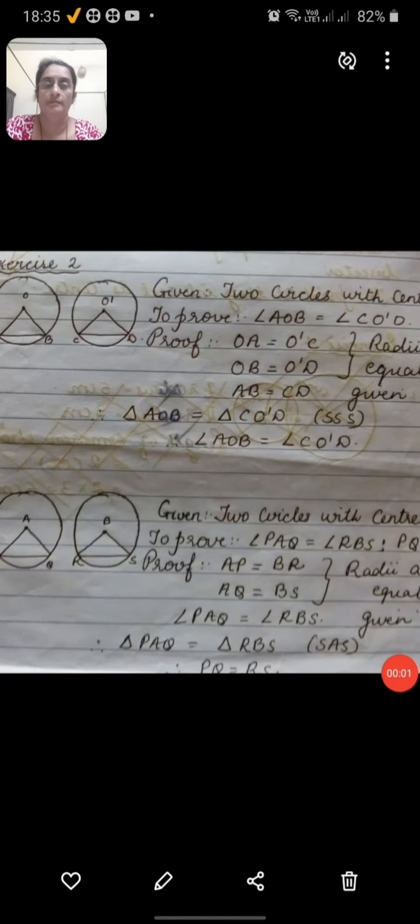Now the next question is, you have to prove that if the chords of congruent circles subtend equal angles, then the chords are equal. Now in the next figure you can see there are two circles with center A and center B. Now the angles A and B are equal, that is given. You have to prove that the chords PQ and RS are equal.